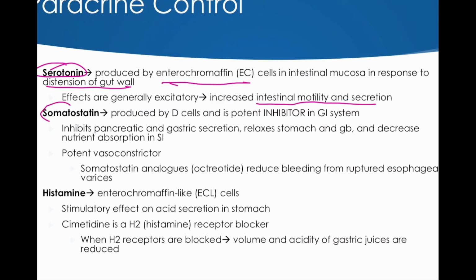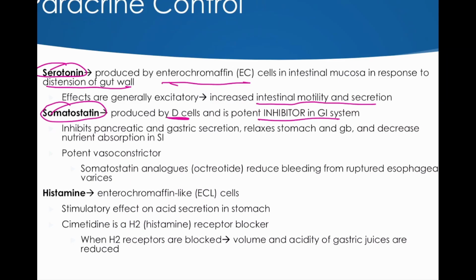Somatostatin. Whenever you see this word, I always want you to associate stop with it. Somatostatin is going to mean stop. Somatostatins stop things. They're inhibitory. So whenever you see the word somatostatin, it's inhibitory, produced by D cells, a potent inhibitor in the GI system. Stops pancreatic and gastric secretions, relaxes stomach and gallbladder, decreases nutrient absorption in the small intestine, so it stops everything.